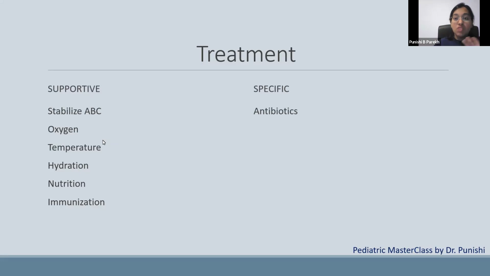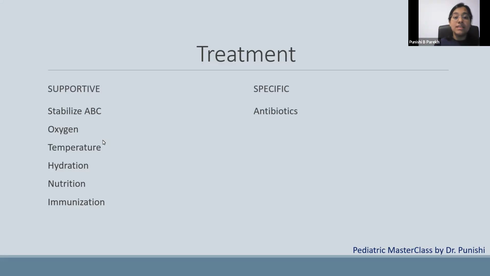Because immunization will prevent further episodes of infection, and nutrition again is a very important aspect of the overall development and well-being of the child. Let's say the child is malnourished, he is going to have repeated infections. So nutrition and immunization are two things that need to be stressed on to the informant or to the family, especially before discharge and even when the child comes for a follow-up in the OPD.